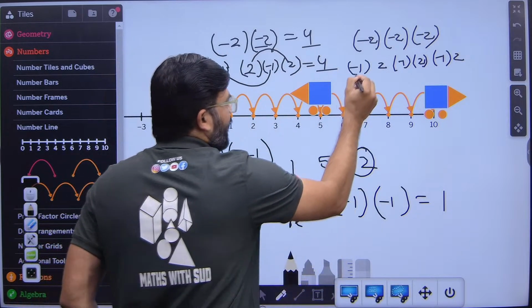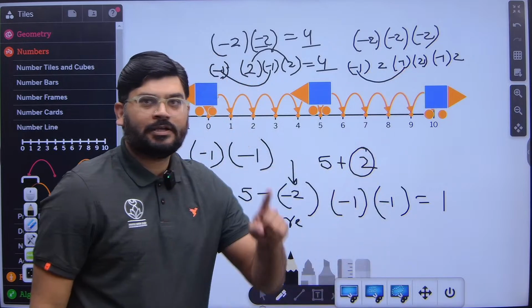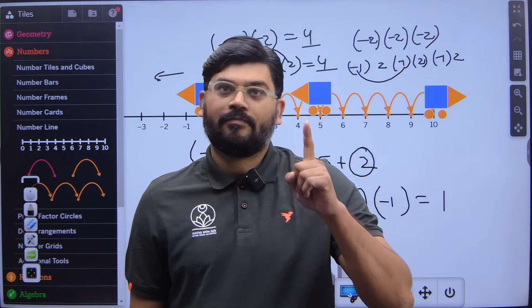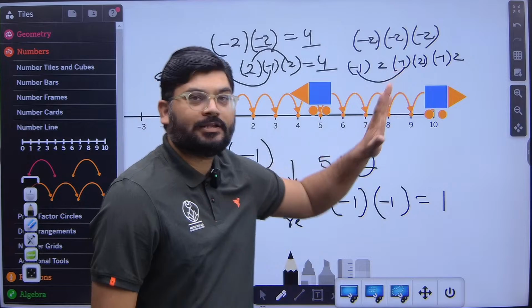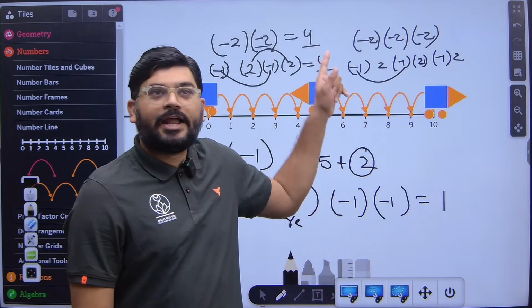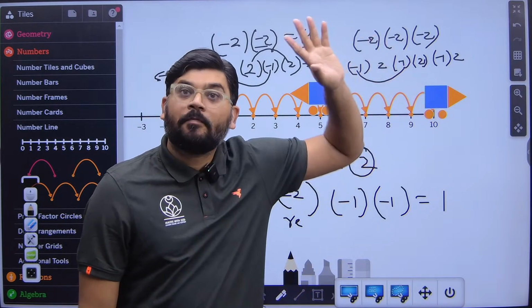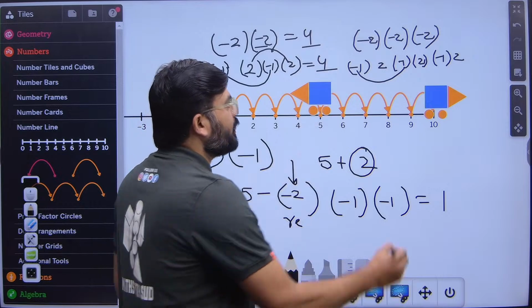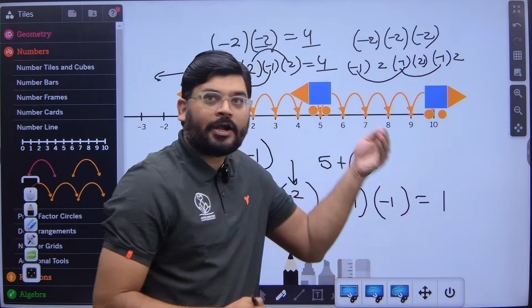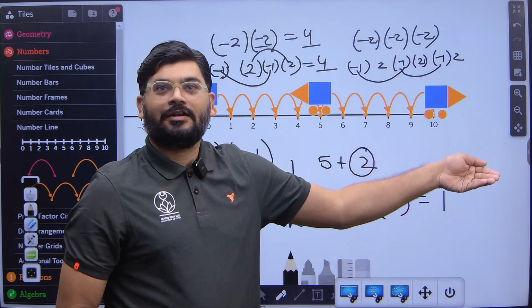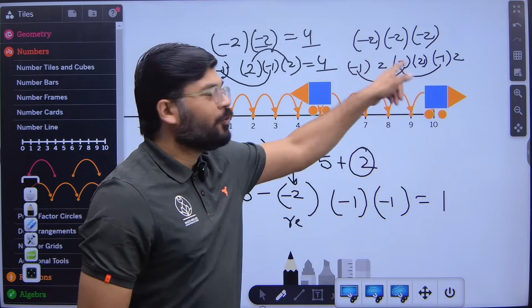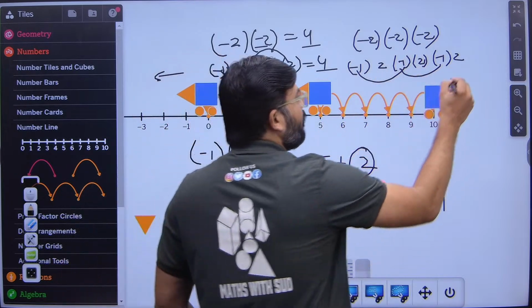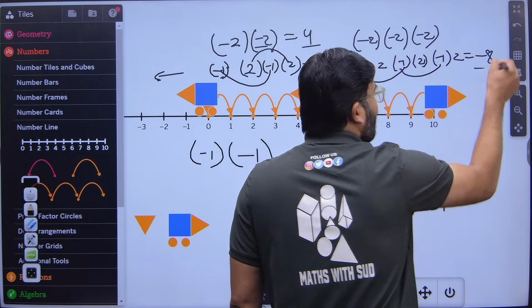Now see this. Negative 1 into negative 1 is how much? No, it is not 8. Try to understand. Negative 1 into negative 1 is positive 1. The positive 1 into negative 1 is again negative 1. And 2 into 2 into 2 is 8. So negative 1 into 8 is going to be negative 8.